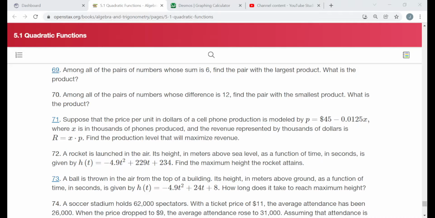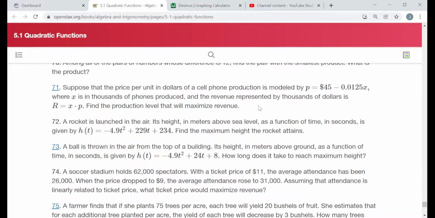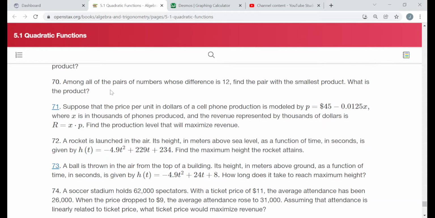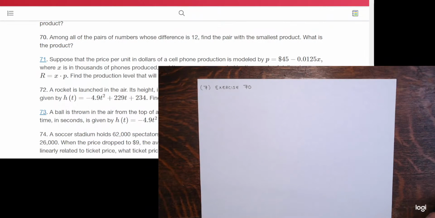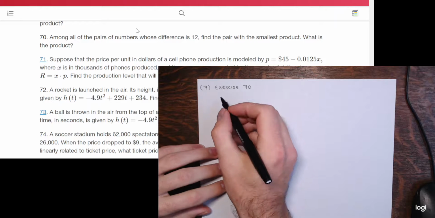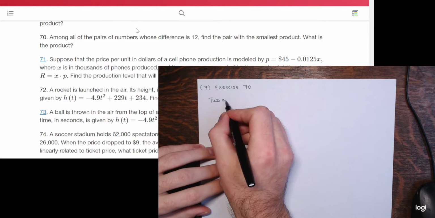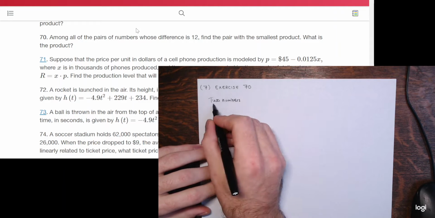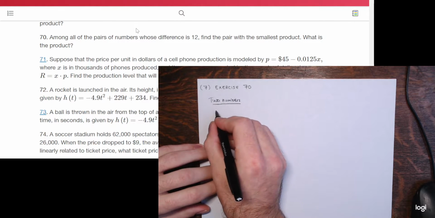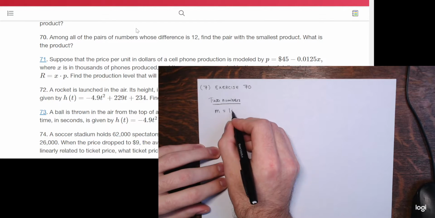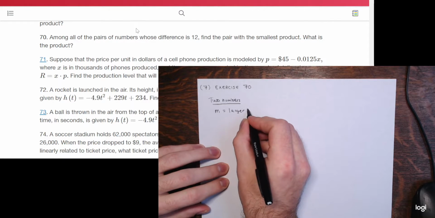All right, so this is: among all the pairs of numbers whose difference is 12, find the pair with the smallest product. And then what is that product? Right, so again, I'll pull it up so you can see number 70 up top here. So we're looking for two numbers. So I'll say let m be the larger number and n be the smaller number.